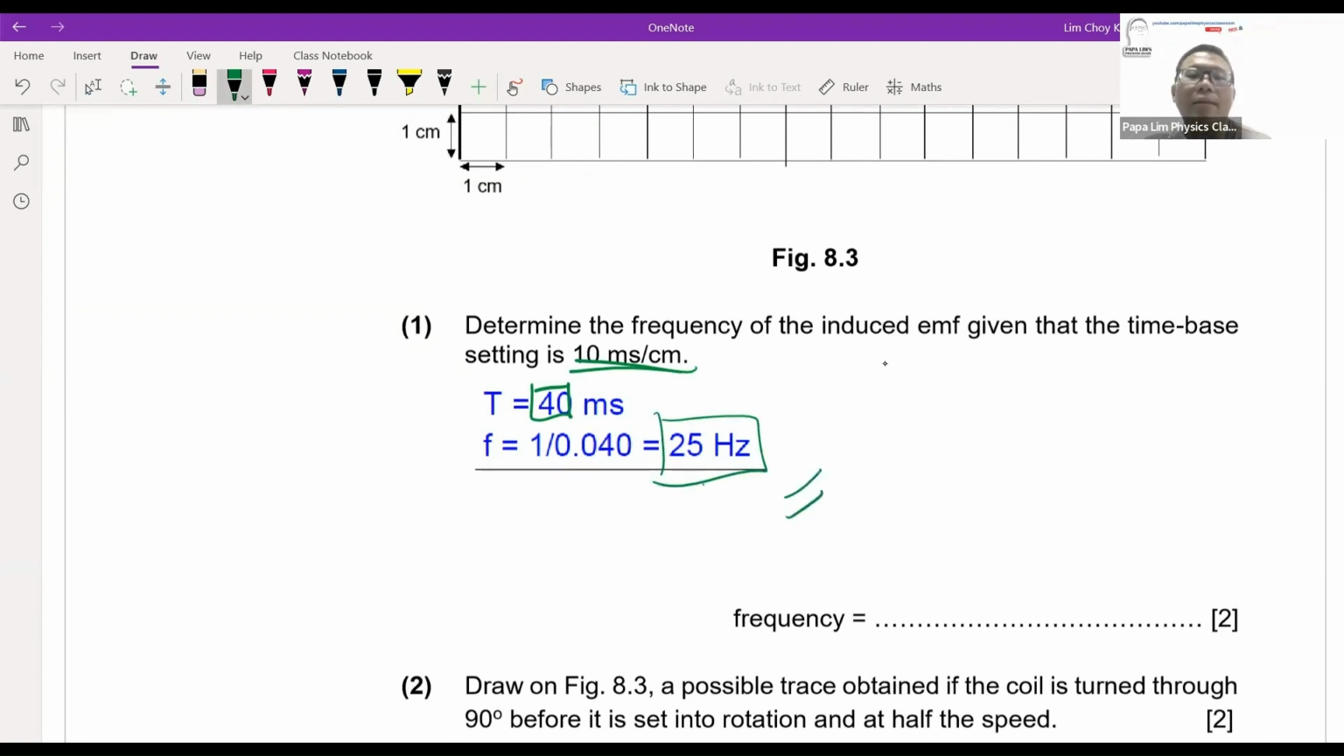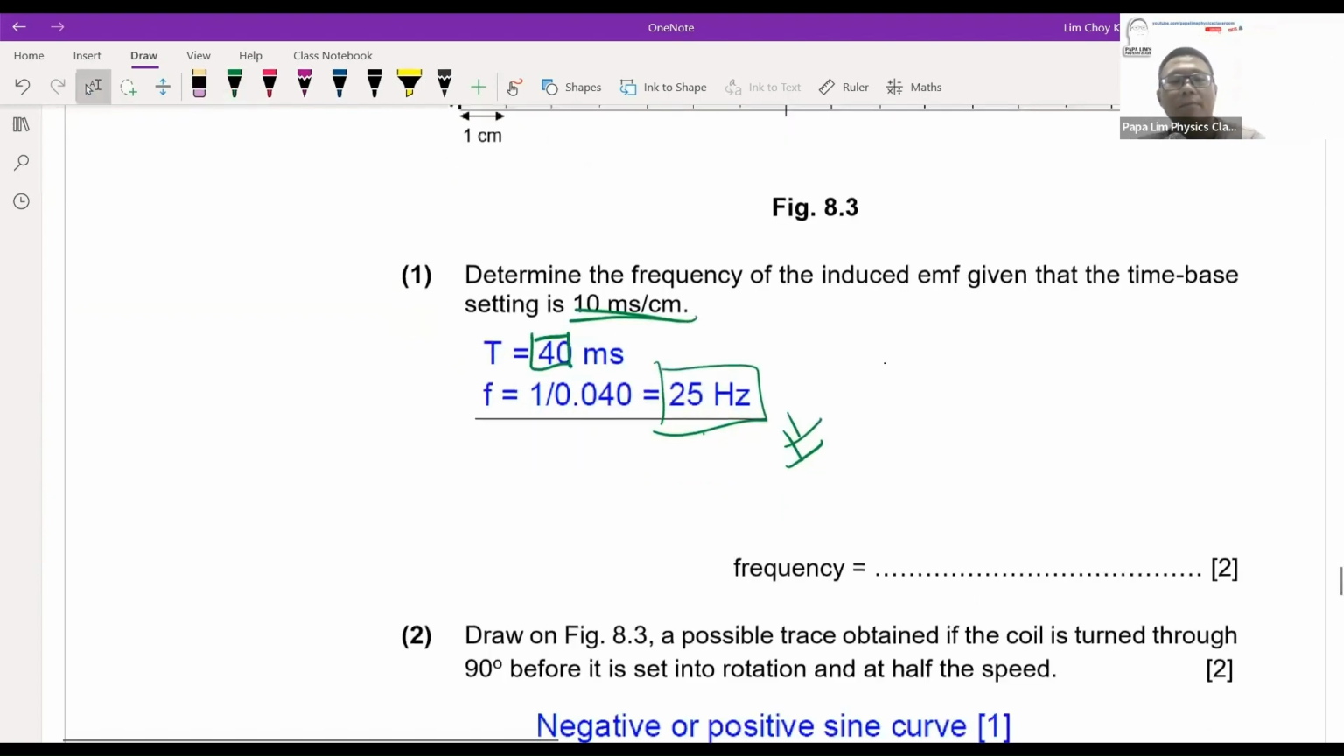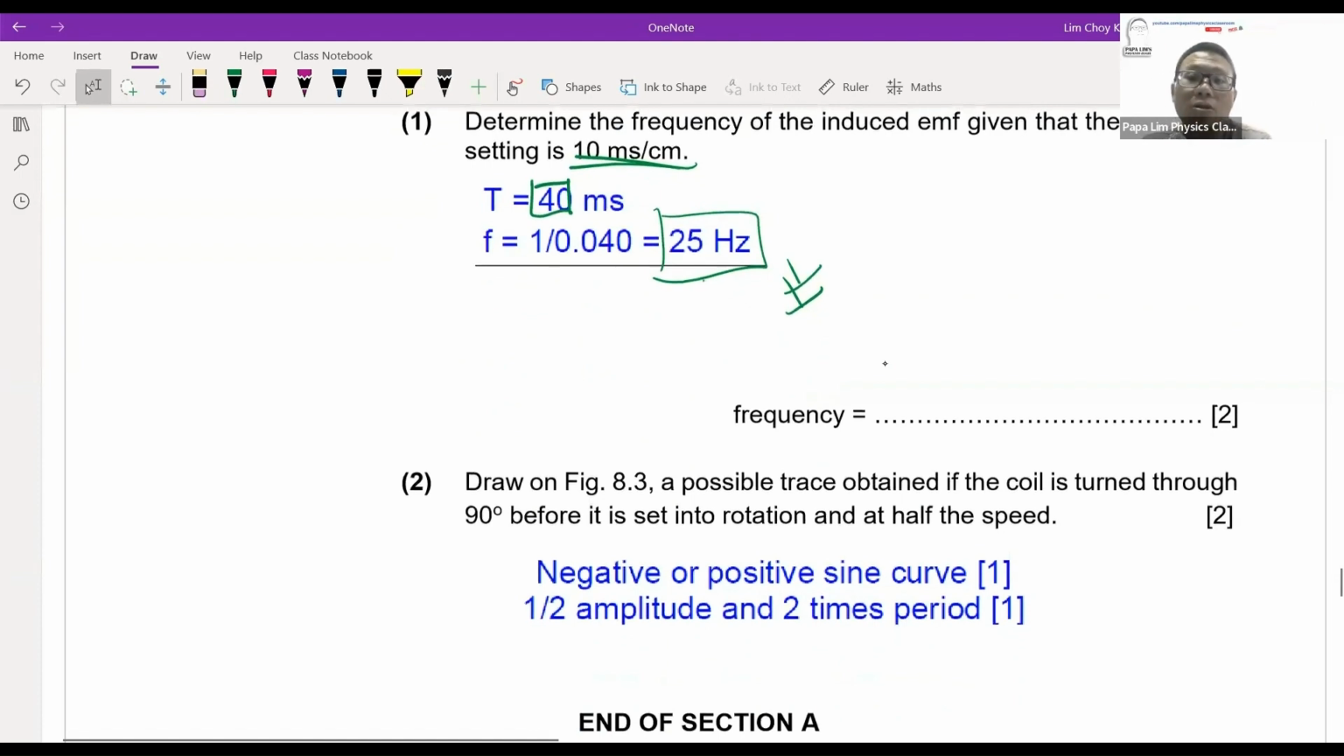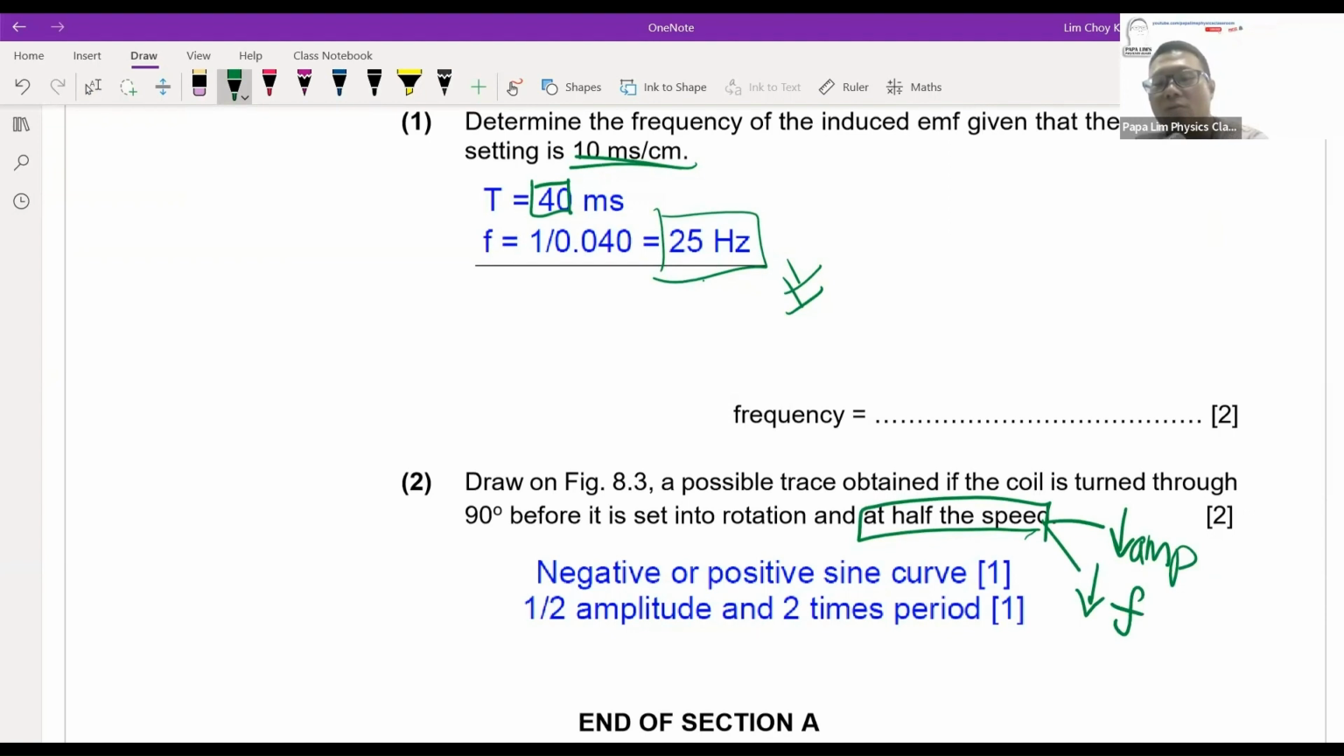Quite easily done. Now draw the trace if the speed is halved. Remember, half the speed. For rotation, remember there are always 2 changes. When you change the speed, you always reduce the magnitude, the amplitude. It always affects the amplitude. It also affects the frequency. So for rotations, it always affects 2 factors.